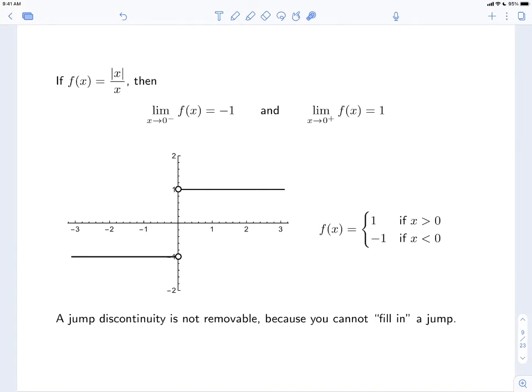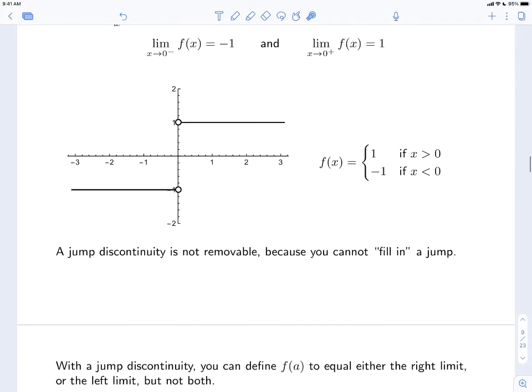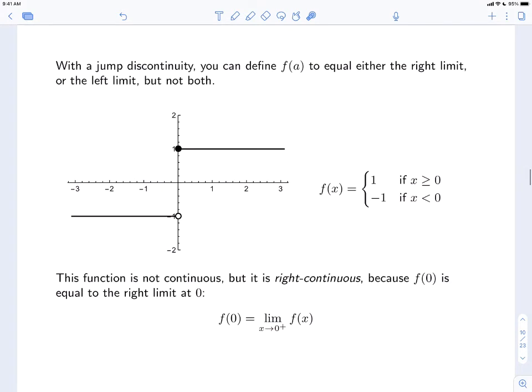That's why you have these two holes at x equals 0, because x equals 0 is not actually defined. We could try to redefine this function, but we can't make it continuous that way. For example, we could say that f of x is equal to 1 if x is greater than or equal to 0, and -1 if x is less than 0. In the graph, that's symbolized by filling in the hole at the point with coordinates 0, 1. However, that does not remove the jump.